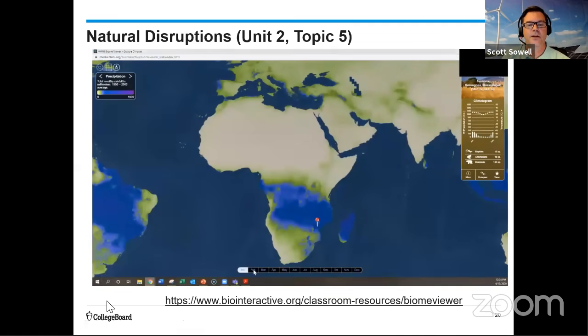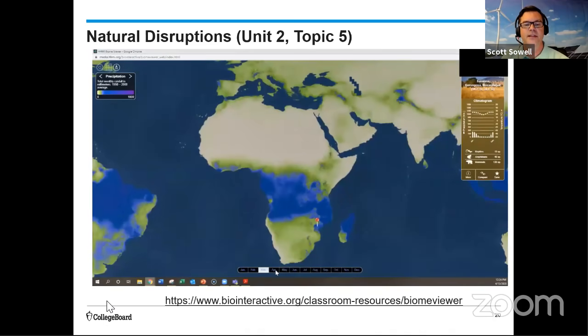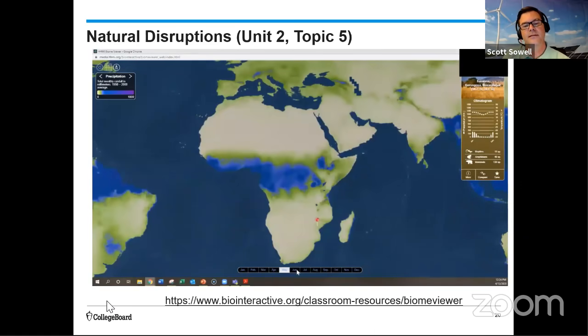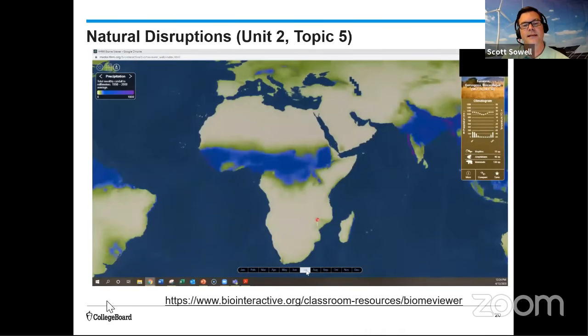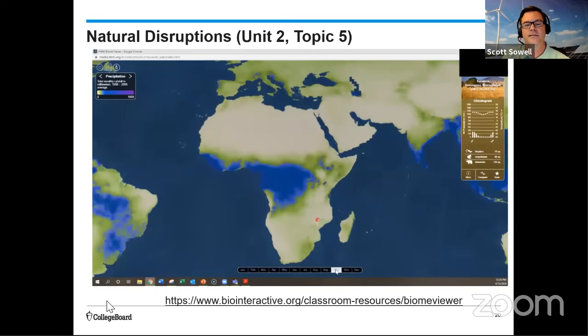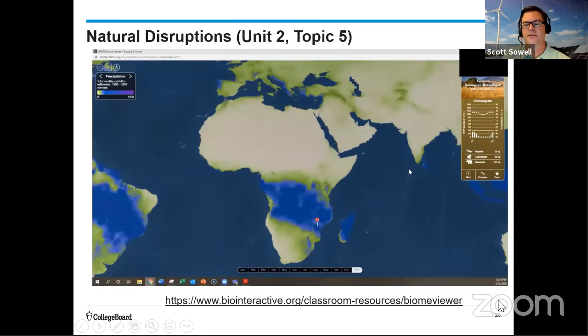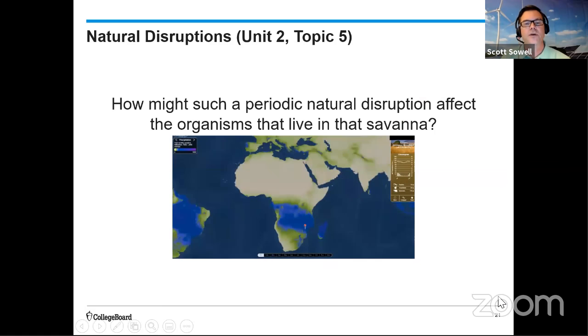And all I'm doing is going onto Biome Viewer under precipitation, picking that location, and then changing the months so that you can see the rainy season and the dry season as a pattern here. So now we're in those summer months, and it's getting back into November, December, and then the rains return. So it is a cyclical pattern there. So how might this periodic natural disruption affect the organisms that live there?